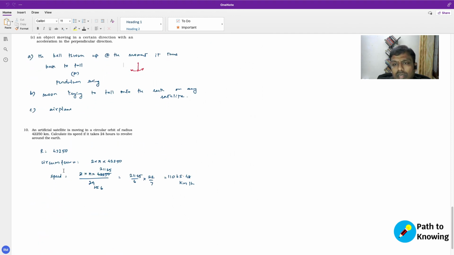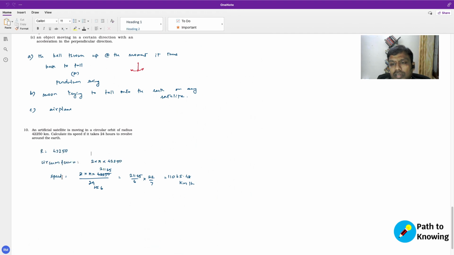So let's come back to the last one. An artificial satellite moving in a circular orbit of radius 42,250 kilometers. Calculate its speed if it takes 24 hours to revolve. Remember, the last concept that we learned as part of our motion chapter is an object that takes a circular path, right? Here also the speed is going to be the total distance by time. In this case, your total distance is the circumference, because the path is circular. The radius here is 42250.